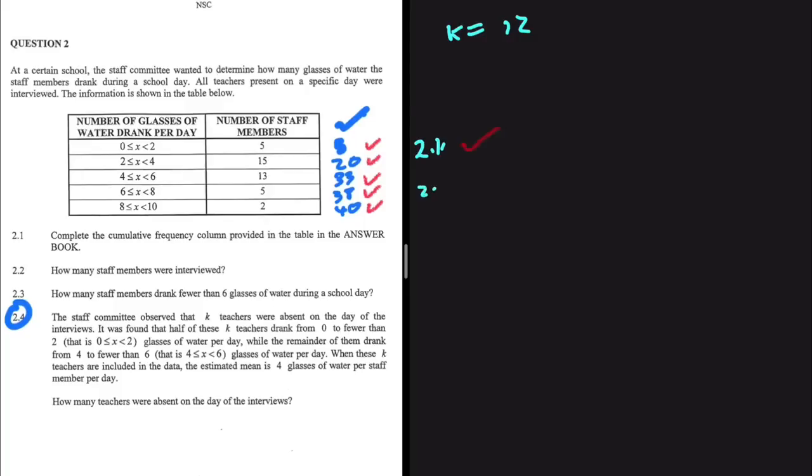2.2, on the other hand, how many staff members were interviewed? The staff members that were interviewed, 40. Okay, that is the total number of staff members when we add all these up. 5 plus 15, 20 plus 13, 33, plus 5 plus 2, 40. So we have 40 staff members at this school. That is 2.2. Okay, 2.3. How many staff members drank fewer than 6 glasses of water during a school day?